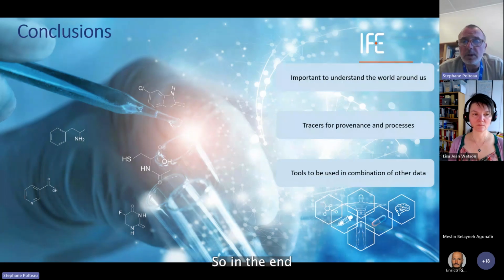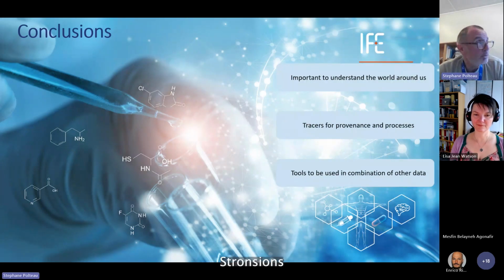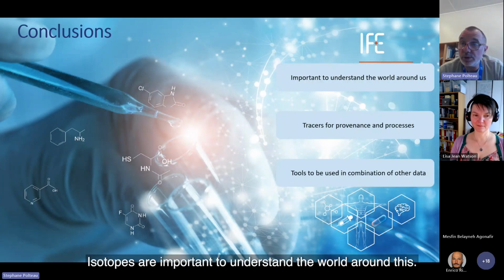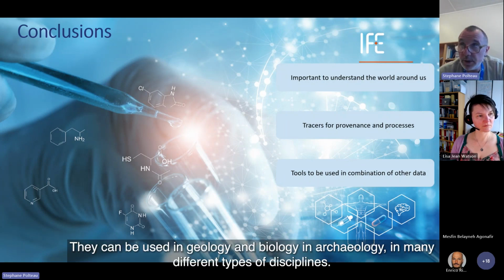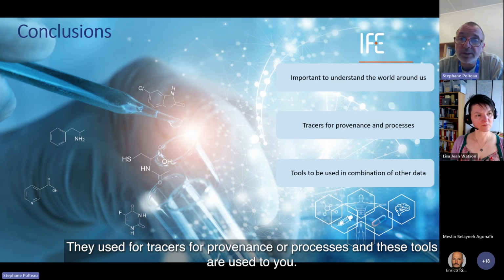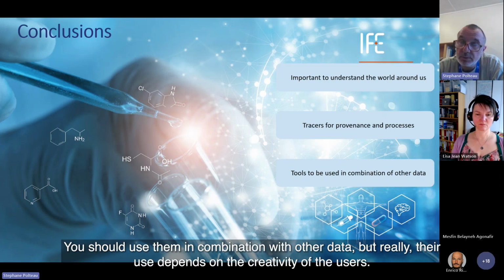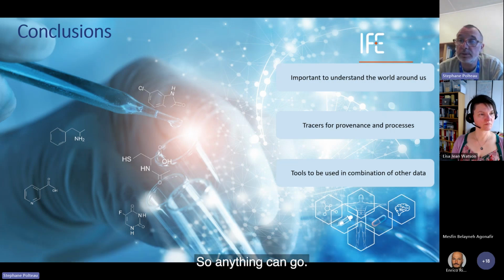So in the end, isotopes are important to understand the world around us. They can be used in geology, in biology, in archaeology, in many different types of disciplines. They're used as tracers for provenance or processes. And these tools you should use in combination with other data. But really, the use depends on the creativity of the user. So anything can go.